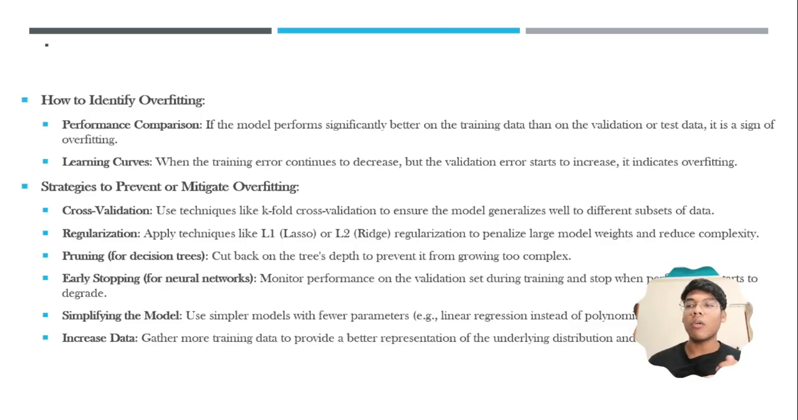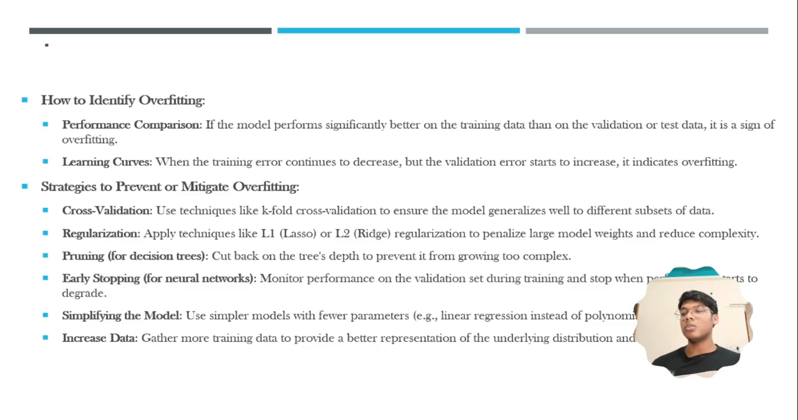So how can you identify overfitting? We can perform comparisons. If the model performs significantly better on the training data than on the validation or test data, it is a sign of overfitting. Learning curves: when the training error continues to decrease but the validation error starts to increase, it's an indication of overfitting. So, what are the strategies and preventions that we can use for overfitting? We can use cross validation, regularization, pruning, early stopping, simplifying the model, and increasing data.